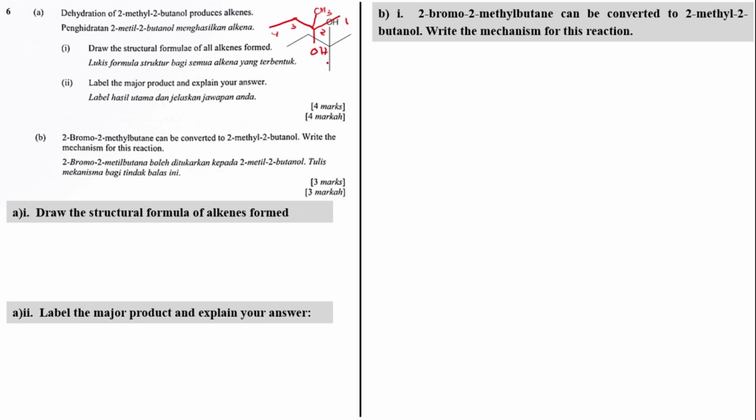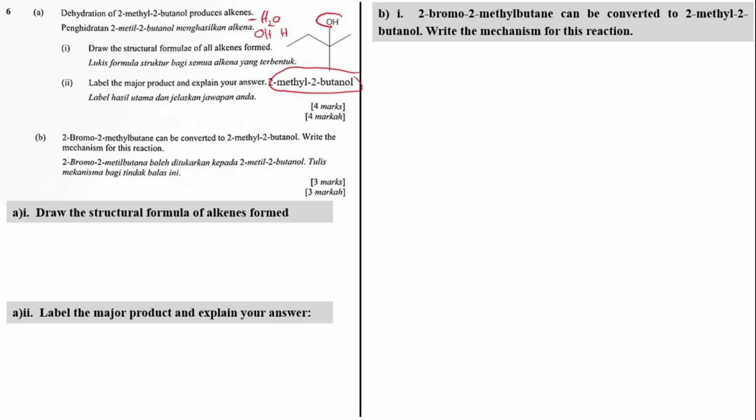OH upwards or OH downwards is the same. Okay, so just erase this one. 1, 2, 3, 4. So it's going to be 2-methyl 2-butanol. And as what you can see here, we will undergo the process of dehydration. Kita akan buang air, which is our H2O. It means that we're going to remove OH with hydrogen.